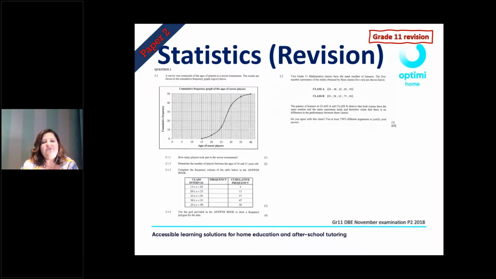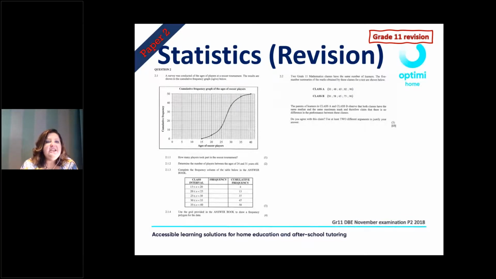So the second question I've also taken from this paper, and there's a lot of things that I want us to look at here. Just looking at this question, you see that we have an ogive over there, which is your cumulative frequency graph, and we also see a table with classes. We didn't work with that in the previous question. So I want us to work through these questions just to make sure that you are still up to date with your grade 11 statistics.